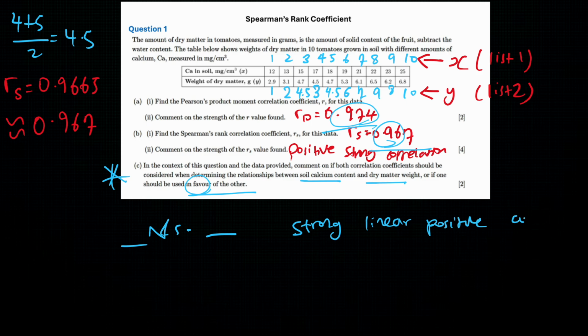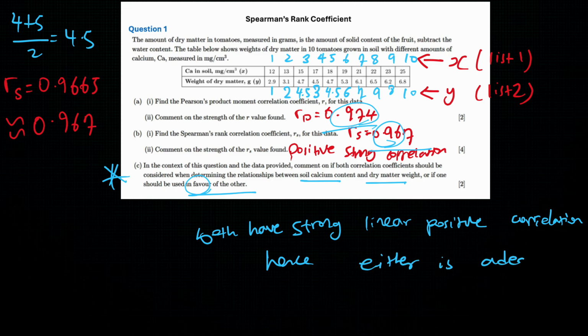positive correlation. Remember, the reason the Pearson might be inaccurate, unreliable, is if it's non-linear data, if there are anomalies. But because there are no anomalies, because the data set is linear, both, okay, so the point is they both have a strong linear positive correlation. Hence, either is adequate. There is no difference between the two.